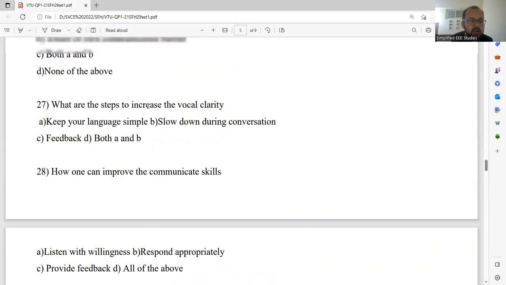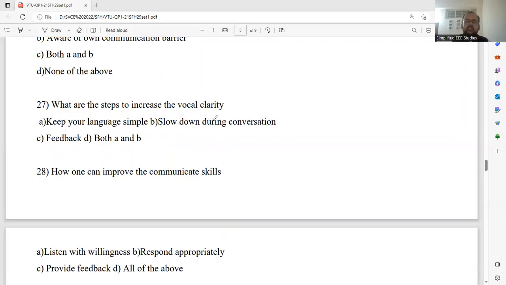Question number 27. What are the steps to increase the vocal clarity? Keep your language simple. Slow down during the conversation. Feedback. Both A and B. So what is the right answer? Please think and confirm the answer. Actually, it's a simple question only. If you read the question properly, you'll get the answer. What are the steps to increase the vocal clarity? Of course, keep your language simple. That is a major thing. It should be simple only. Don't use technical jargon or any complicated language. It should be simple and precise.